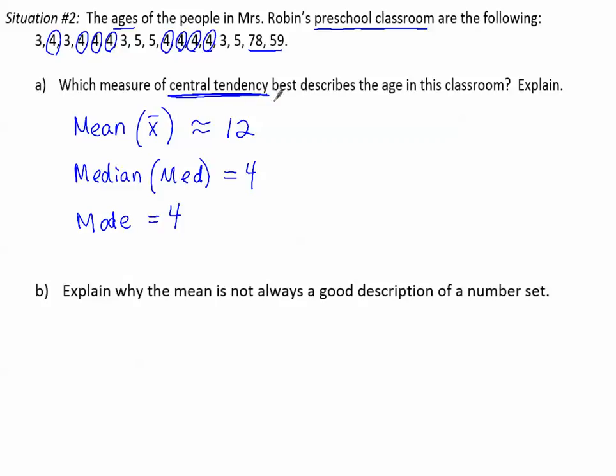So which measure of central tendency best describes the age in this classroom? Well, the mean is 12. How many people have the age of 12? Nobody does, but lots of students have the age of 4. And if we're talking about the ages of people in a preschool classroom, it makes more sense to see the number 4. So probably the median or the mode would be best because of the situation that we're in.